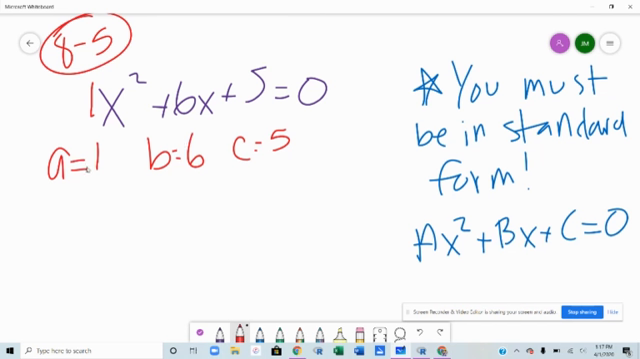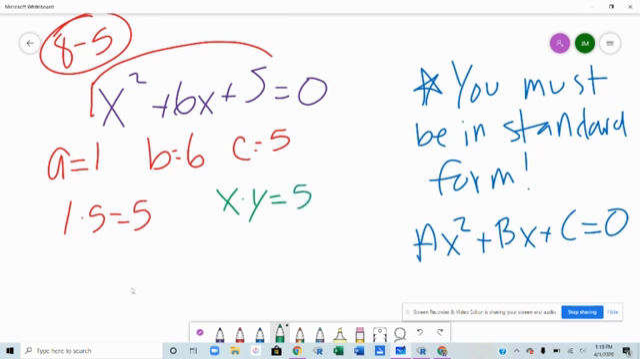Now, the next thing you're going to do is you're going to take A and C, and you're going to multiply those two numbers. 1 times 5 is 5. To continue, you're going to have to use Desmos to help you. You need to look for two numbers that multiply to be the answer you just got, which was 5. The same two numbers need to also add to get whatever B is, which in our case is 6.